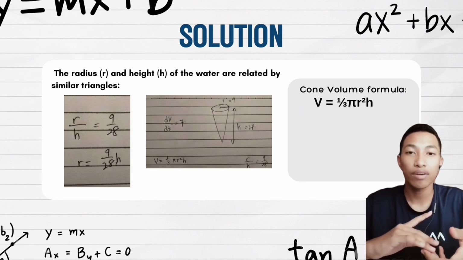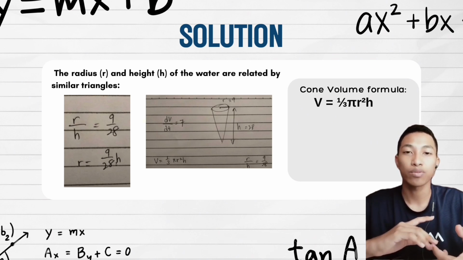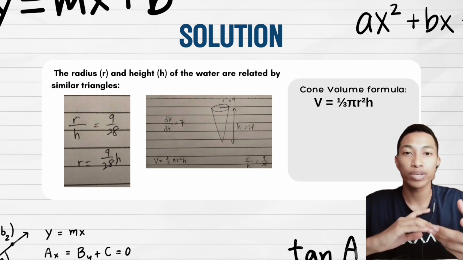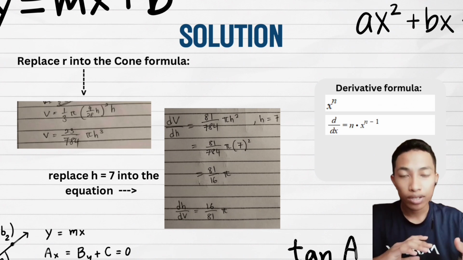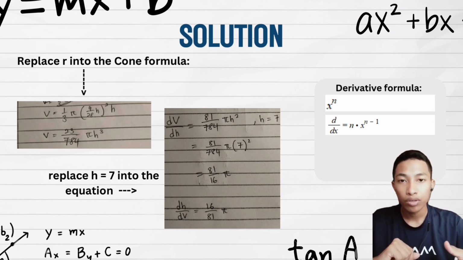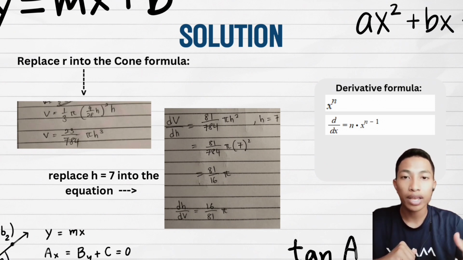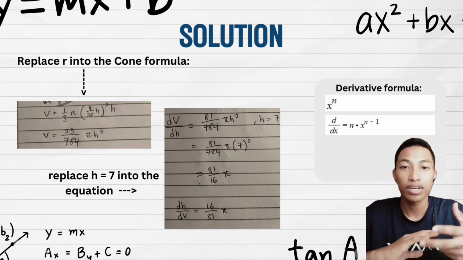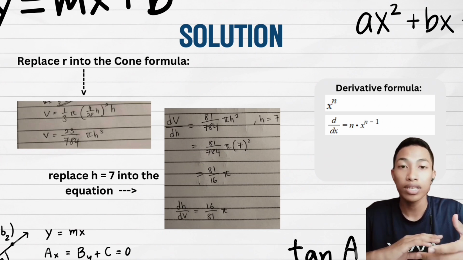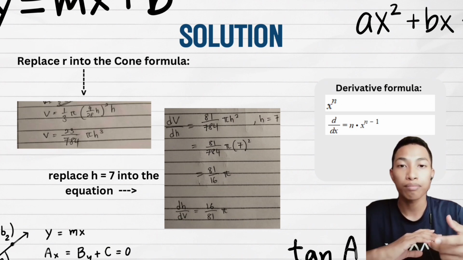The radius and the height of the water are related by similar triangles, so we can conclude that r over h equals 9 over 28. So we move the h to the right, so we get r equals 9 over 28 h. Then we replace the r in the cone formula, and the result is v equals 81 over 784 pi h cubed. So we use the derivative formula on the equation, and it is going to be dv over dh equal to 81 over 784 pi h squared.